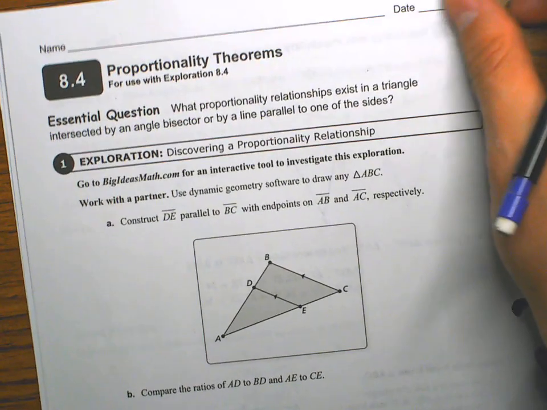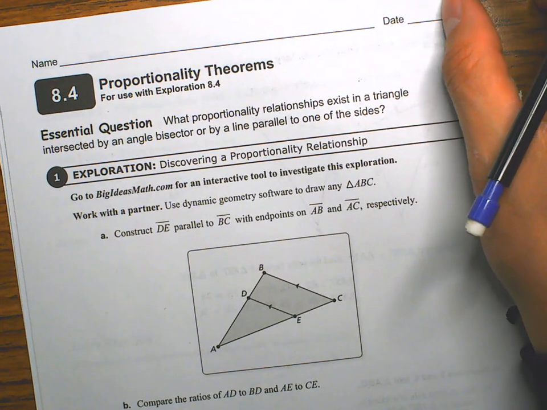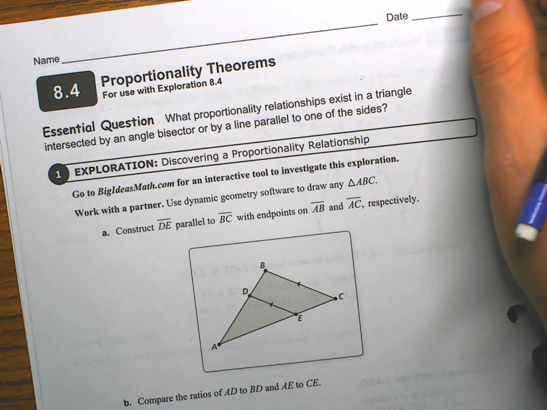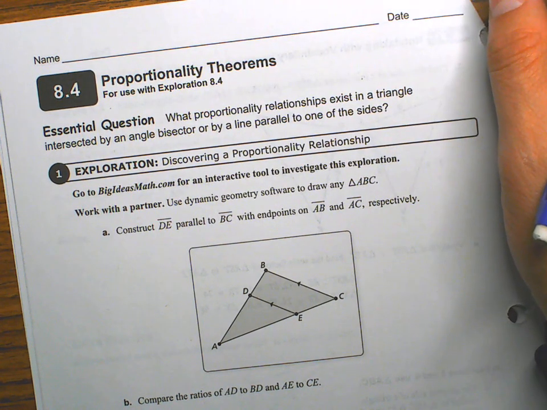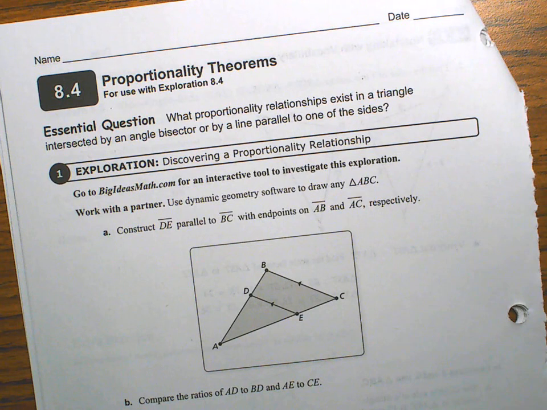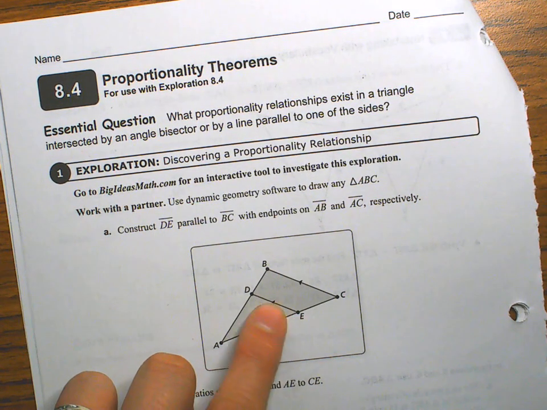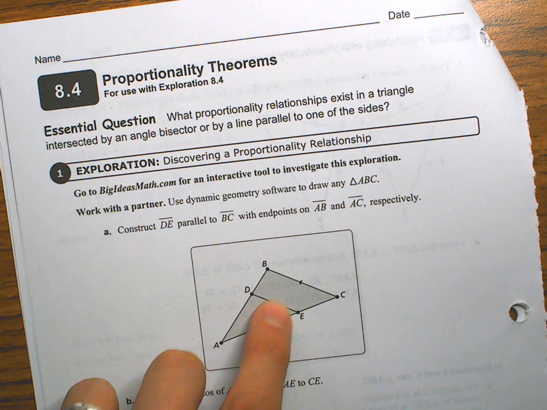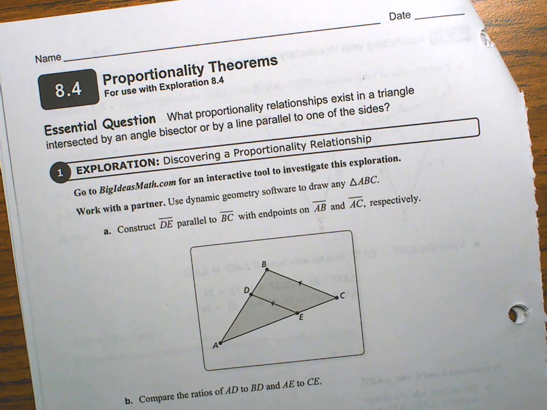Hi, welcome to lesson 8.4, Proportionality Theorems. Now, one of the things that we're going to look at in this lesson is that whenever you have a certain scenario, for example, when you have a line that is parallel to the base here, we're going to see that some sides are going to be a little bit proportional. So let's take a look at one thing, okay?